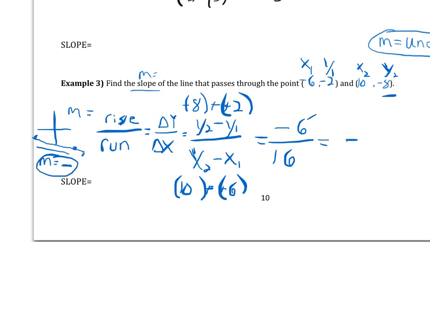And then we've got to reduce -6 over 16, so you can use your calculator, punch that in, reduce it, or I'm going to just do it by hand. So that would be -3 over 16 divided by 2 is 8. So my final answer would be m equals -3 over 8. Okay, that's my final slope.